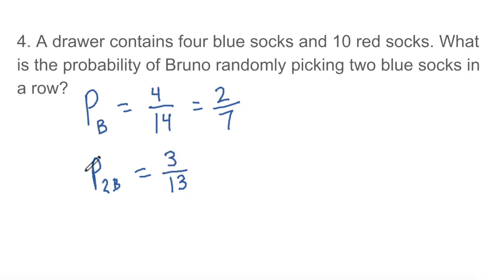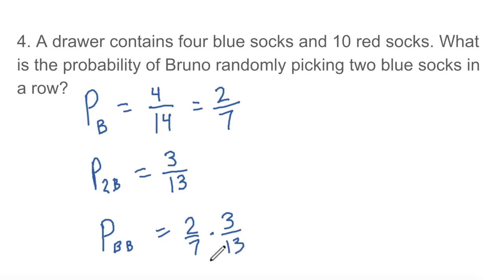Now, if you watched the last video, you saw that what we do when we determine the combination of both of these two events happening is we multiply. To get that, we multiply these two probabilities together. So probability of blue on the first pick and blue on the second pick is 2/7 times 3/13.